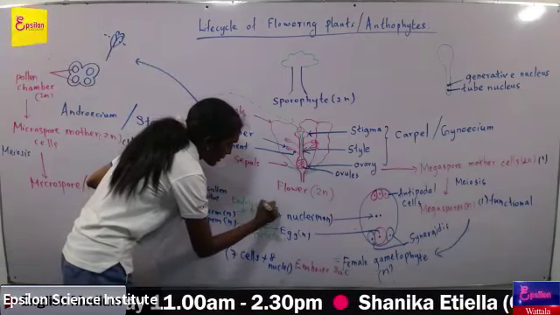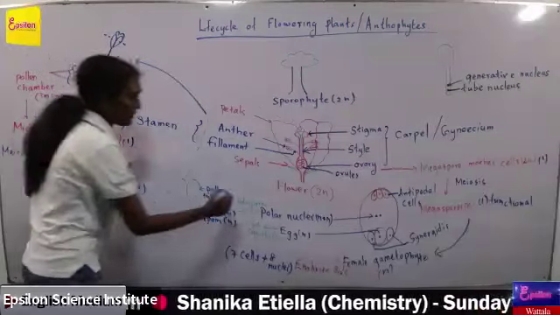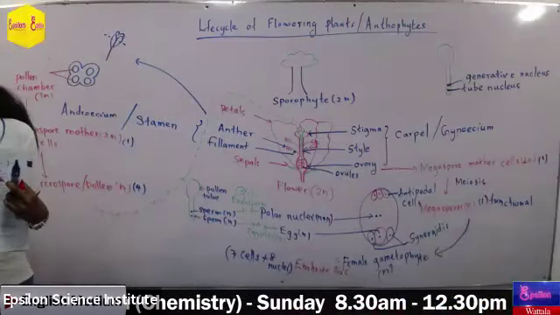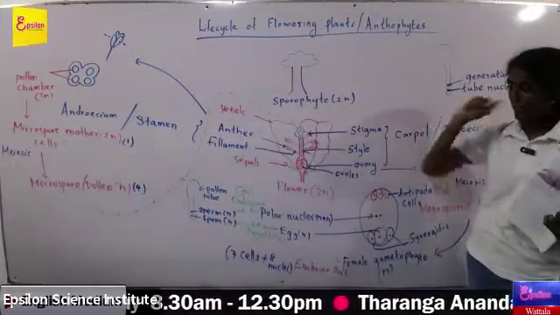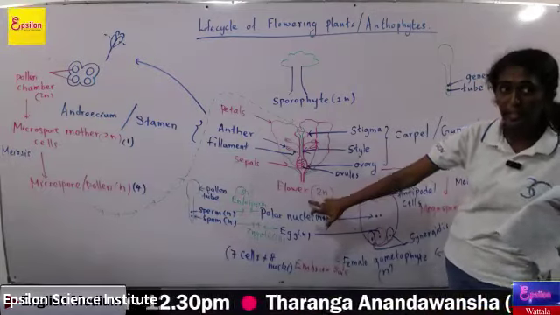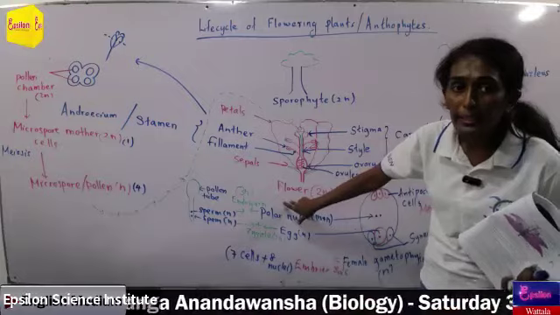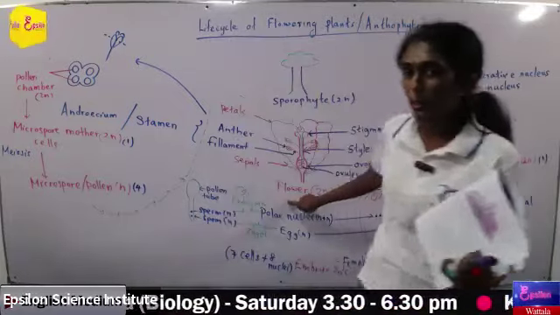What's the ploidy level now? 2N and 3N. 3N endosperm, N plus N plus N. Now, this is a very significant feature here, which was not there in the previous life cycles. This is called double fertilization. Two fertilizations occur simultaneously. What's the importance of it?